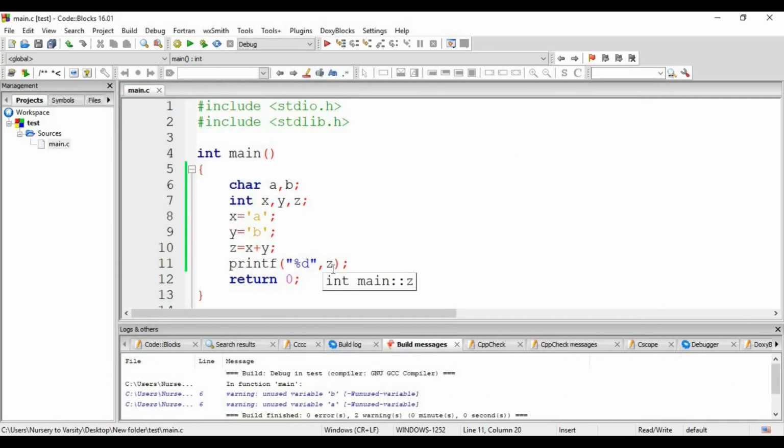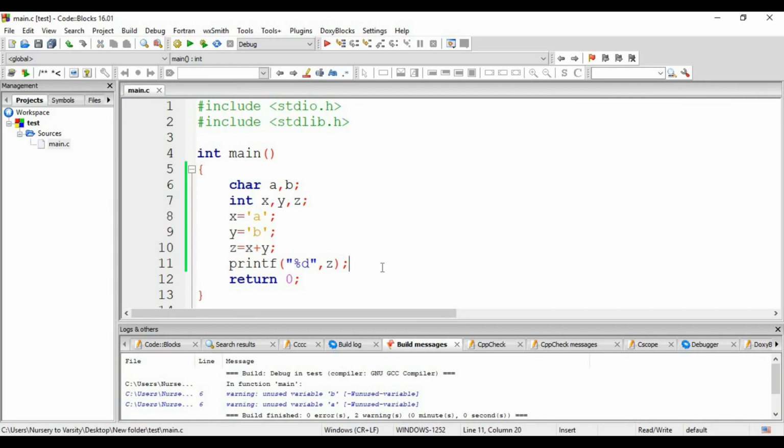In integer variables x and y, the ASCII values of the characters are stored. ASCII values are used to represent characters in memory. The ASCII values of a and b are 97 and 98 respectively. You can learn the ASCII value of a character. So in this arithmetic statement, z adds 97 plus 98 and it gives the value 195.